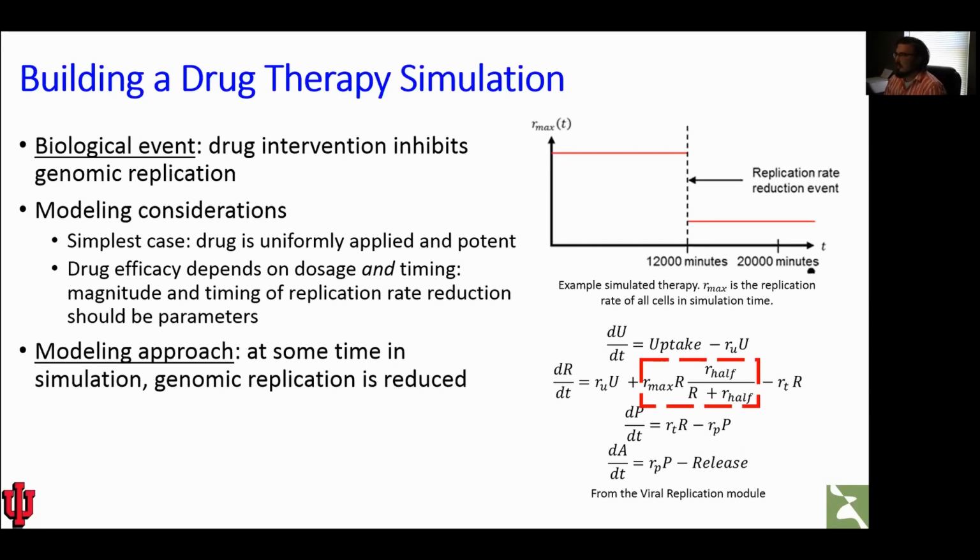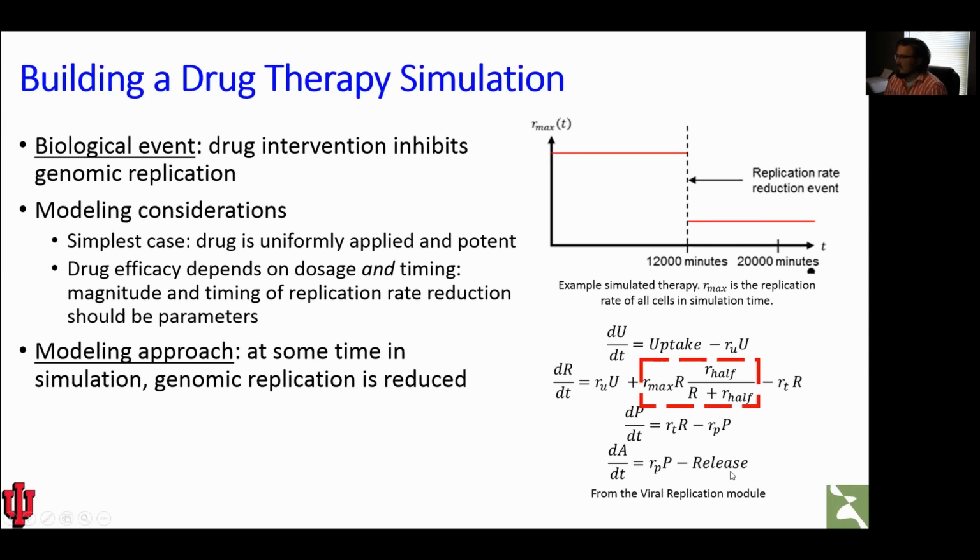As an overview, we would like to simulate the event where some drug intervention inhibits genomic replication. Now again, if you refer to the bottom right of my screen, this is the set of ordinary differential equations that we use to model viral replication inside each epithelial cell in simulation. We have an uptake term that's passed from the viral internalization module. So this is a source term. During an internalization event, it starts the sequence of events of replication inside of a cell.